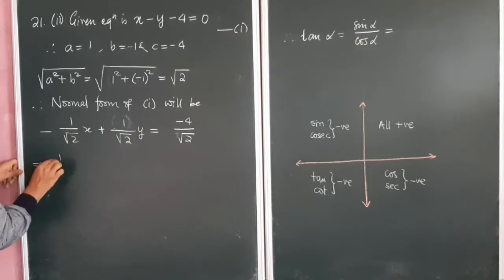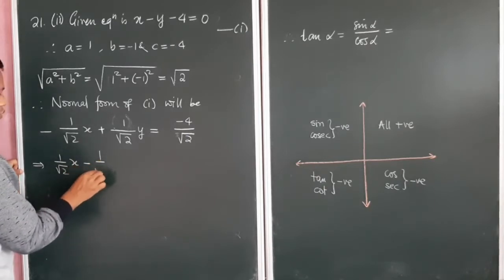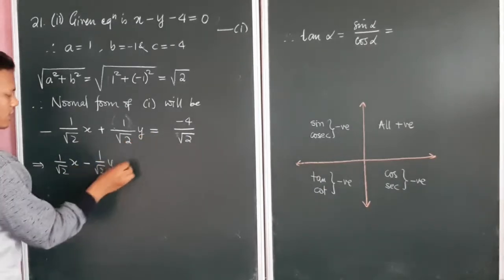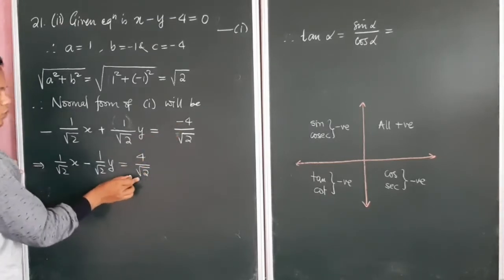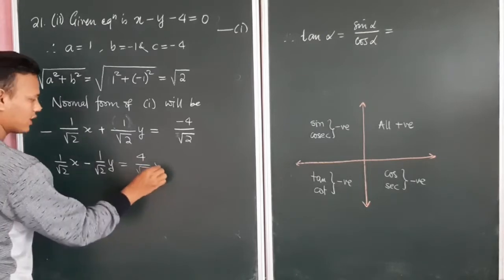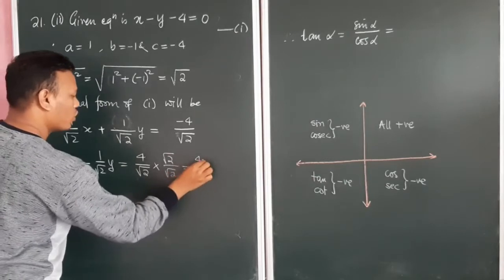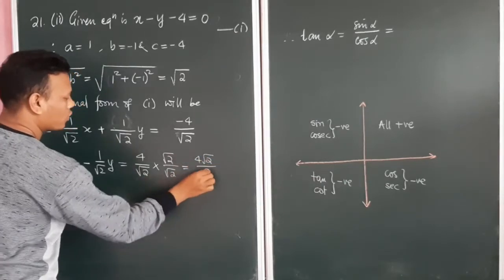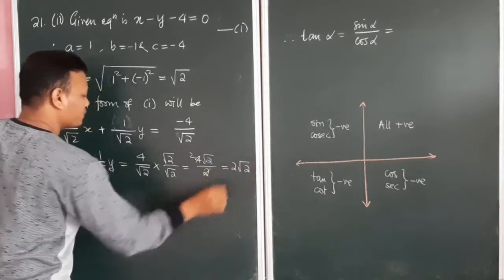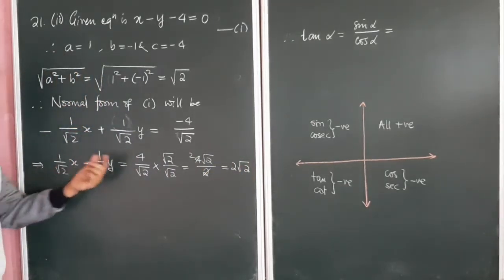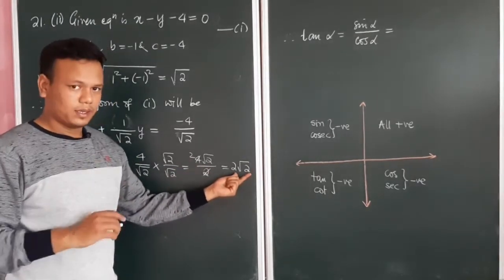So we have 1 by root 2 x. This becomes minus 1 by root 2 y, and this becomes 4 by root 2. If you want to rationalize this, that also can be done. For example, root 2 by root 2 can be done. So this is how much? This is 4 root 2 by root 2 into root 2 is 2. So 2 and 4 get cancelled. So this is 2 root 2. So if you see here, now this right hand side quantity is positive. That means this is my p. Alright.